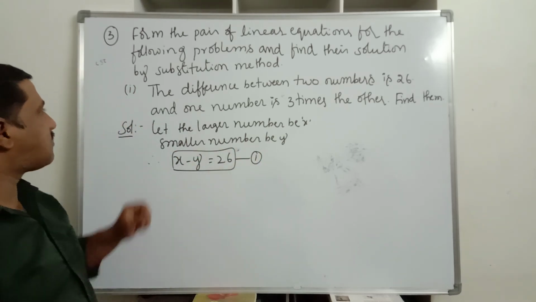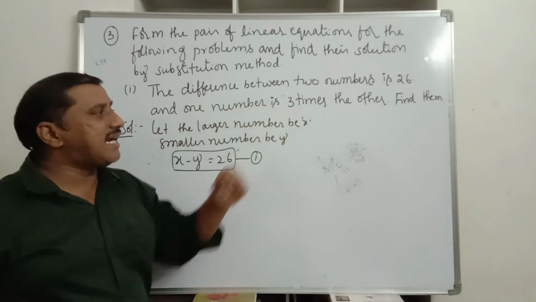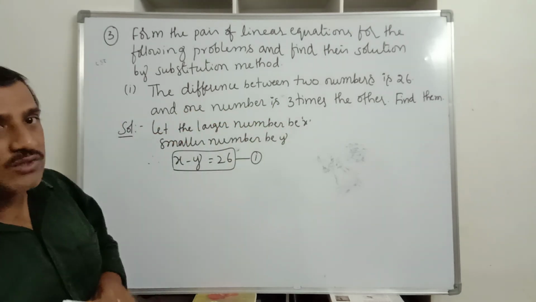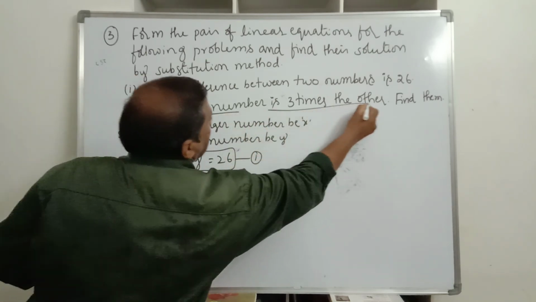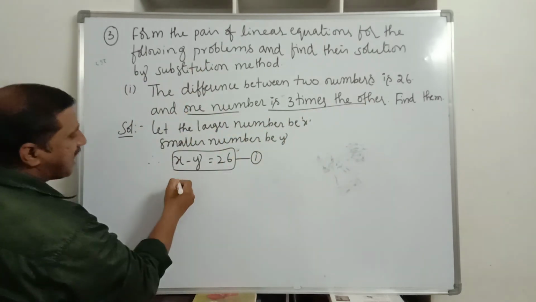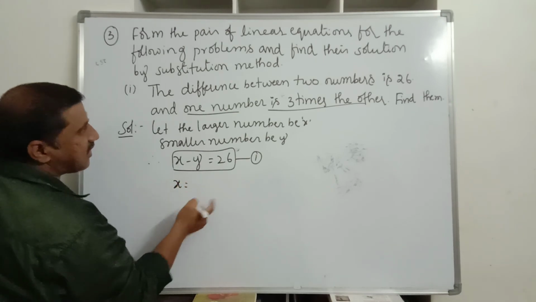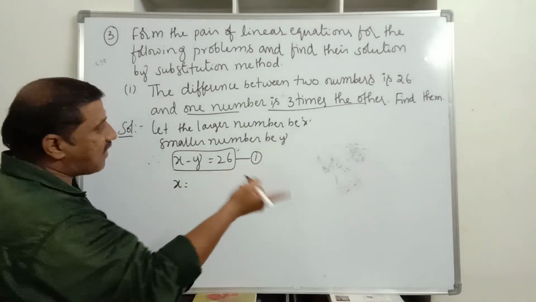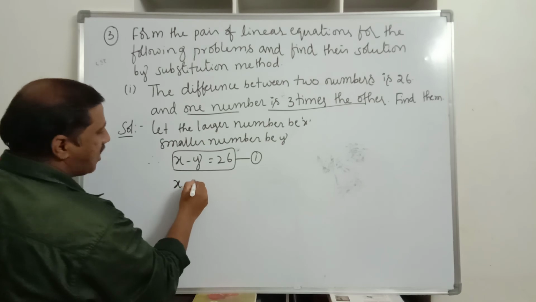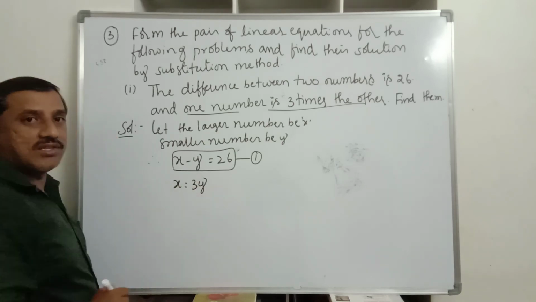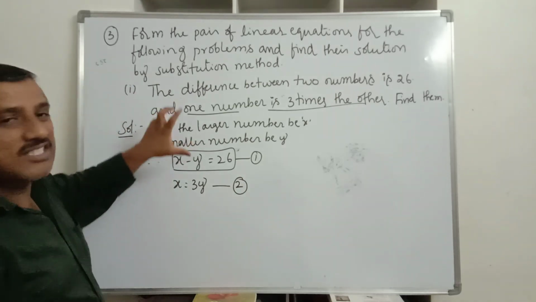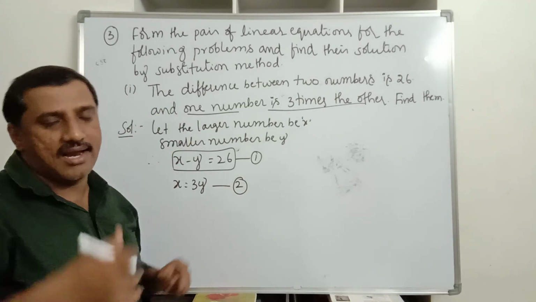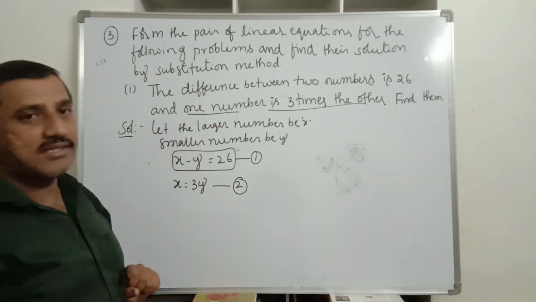Next is the second statement. One number is 3 times the other. One number here is the larger number. From this statement, one number is 3 times the other, so that one number, the larger number, that is x, equals 3 times the other number, the smaller number, that is 3y. x = 3y. This is equation number 2. Now the first part is over. We have formed the linear equations from the given statements.